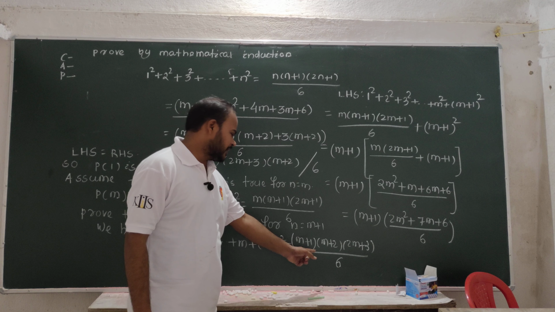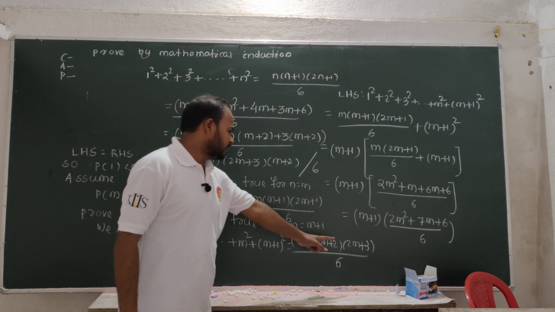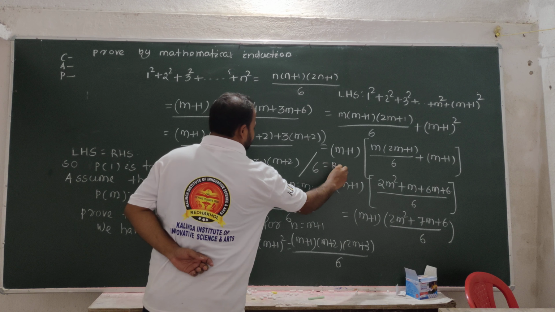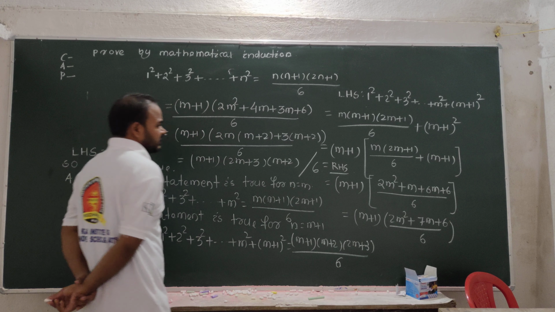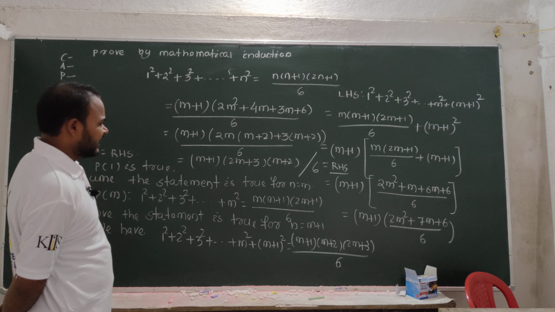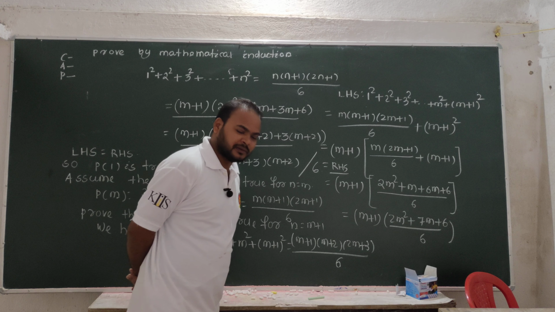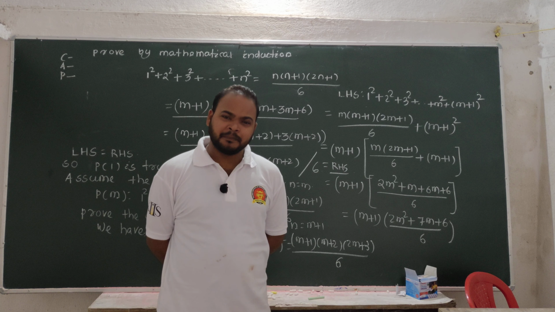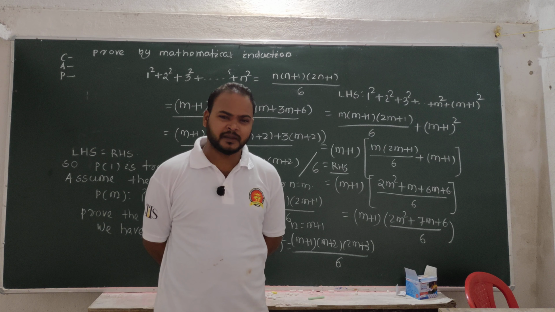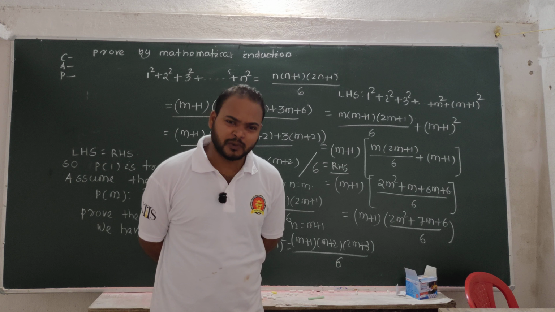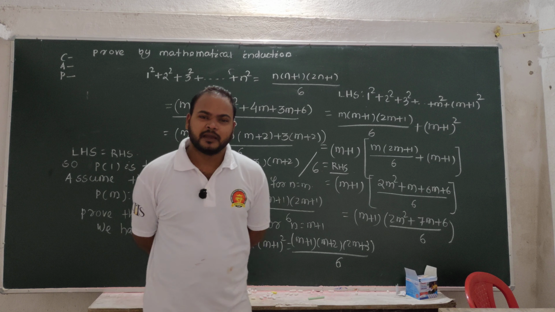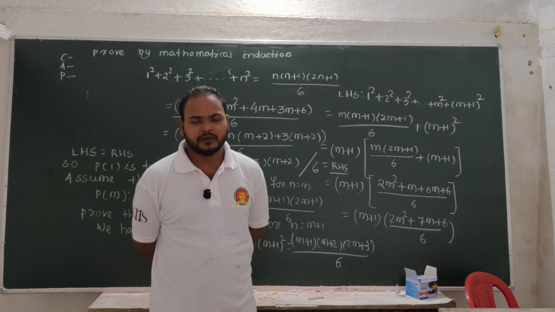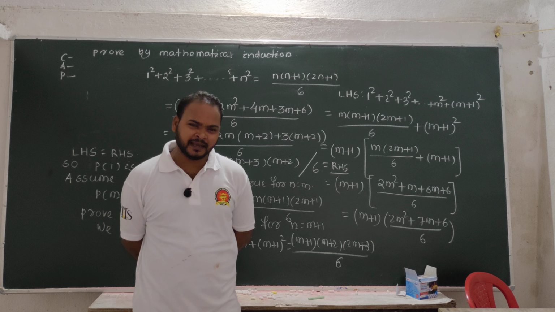So we have proved the right-hand side, that is m plus 1 into m plus 2 into 2m plus 3 upon 6, which is equal to RHS. So we took LHS and got RHS. Then our conclusion is: since the statement is true for n equal to m plus 1, for which it is true for n equal to m, the given statement is true by the principle of mathematical induction.